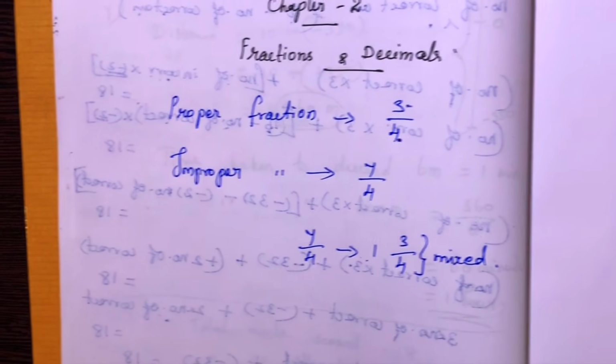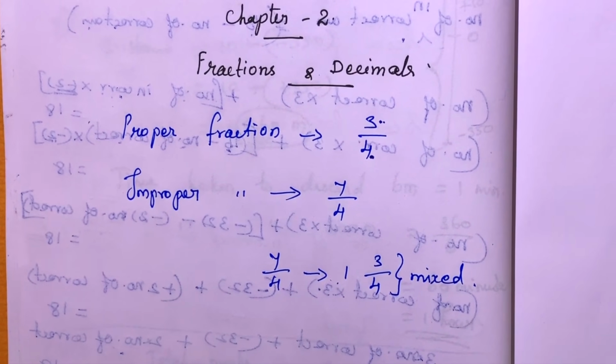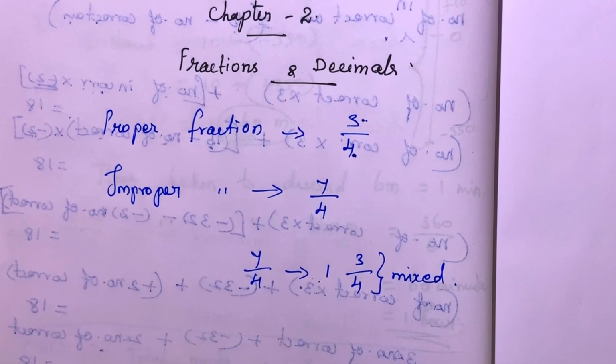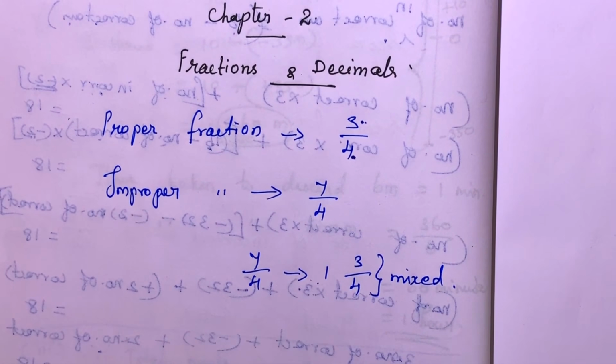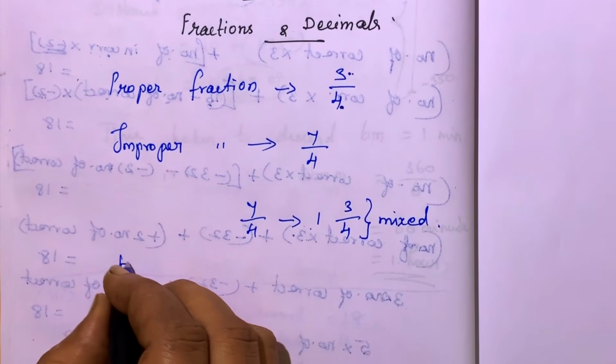Right? Now, like fraction and unlike fraction you know very well. Like fraction means the denominators are the same in the fractions. Unlike fraction means the denominators are not the same. Equivalent fraction, you know very well how to find out equivalent fraction.